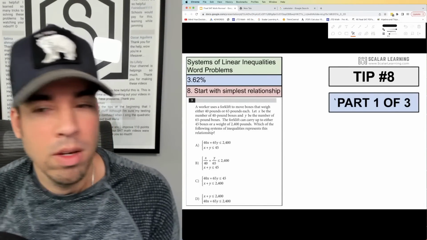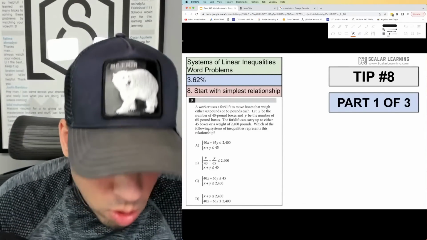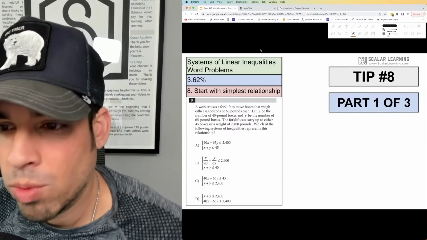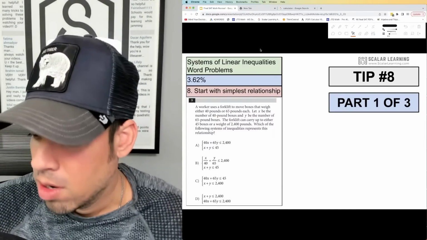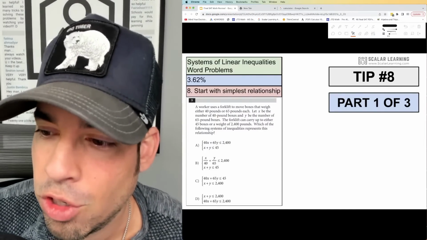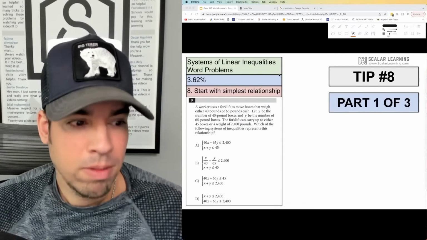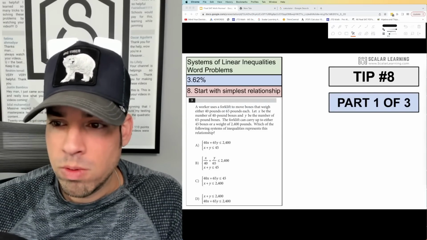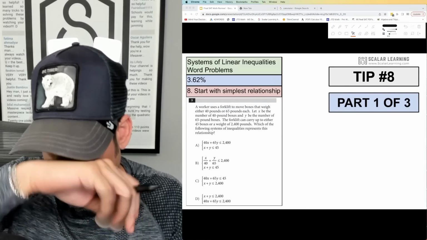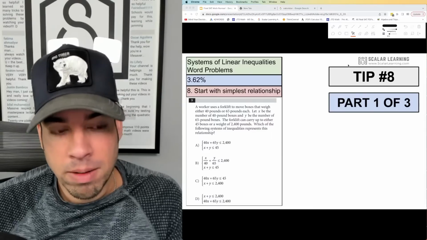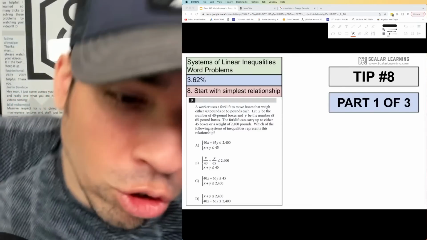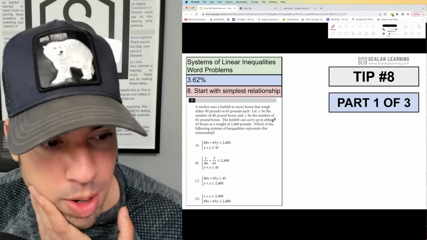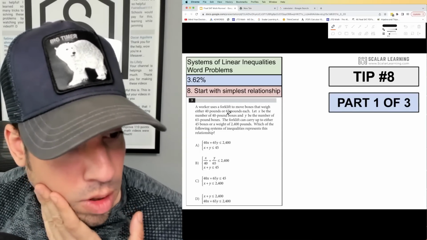Okay. Now, when you have these systems of linear inequalities, again, this is one of the topics. Every one of these is a subtopic. When you have one of these problems, you're going to be evaluating or trying to create equations for two different relationships via inequalities. And then you have to be like, hey, the correct choice needs to have both of them. Well, I say start with the simplest first. What do I mean? Let's read this.